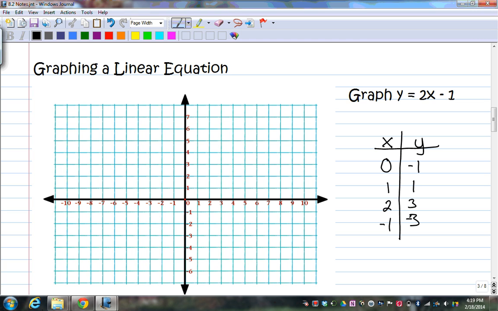Now what I'm going to do is plot those points. So on x, 0, and y is negative 1. There is a point. Then I'm going to go out to 1, 1. And then my next one is 2, 3.